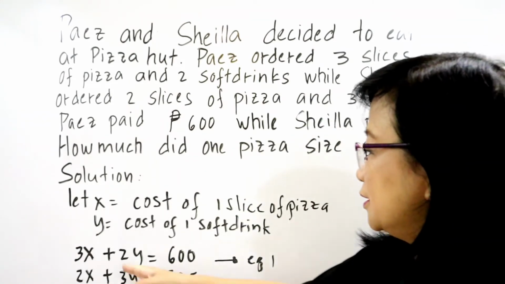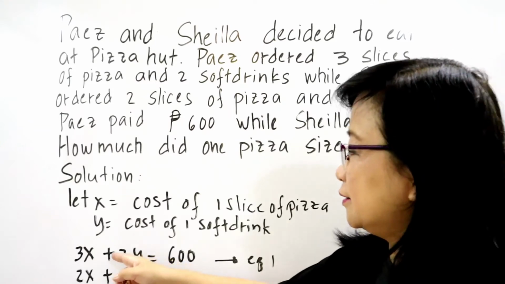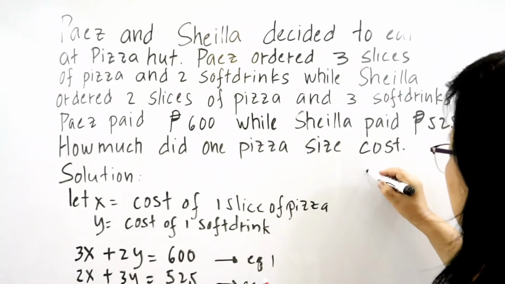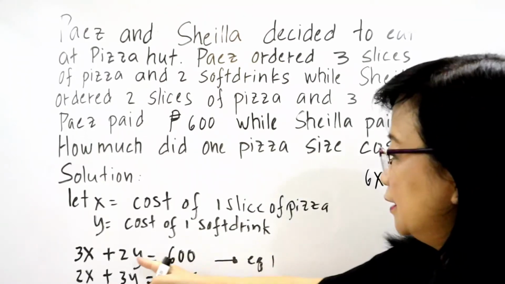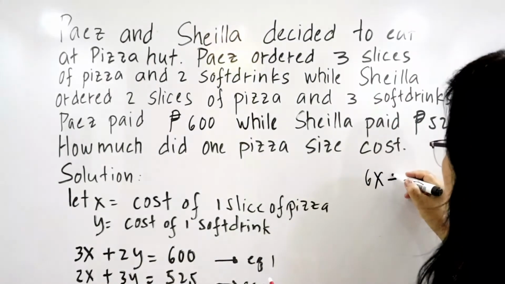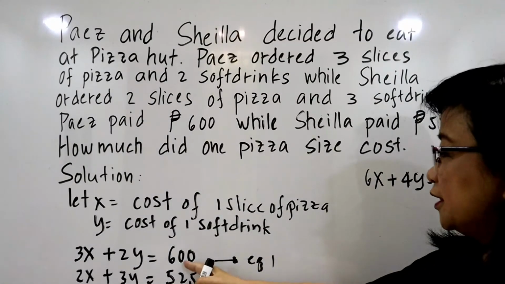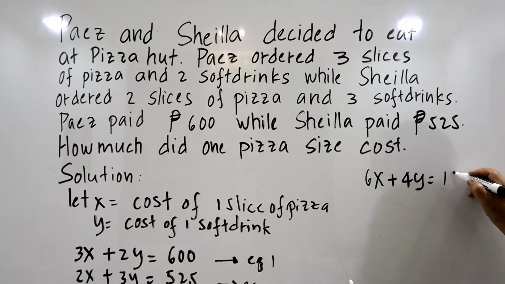Now, for example, this first equation, we can multiply it by 2, so it will become 6x plus 4y is equal to, so 600 times 2 is 1,200.